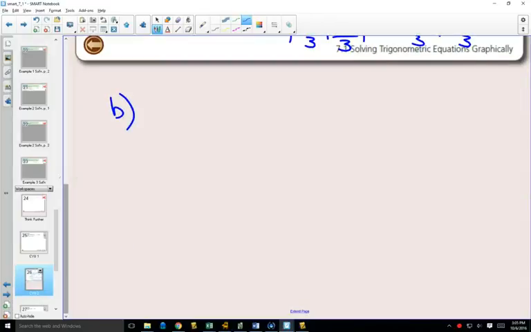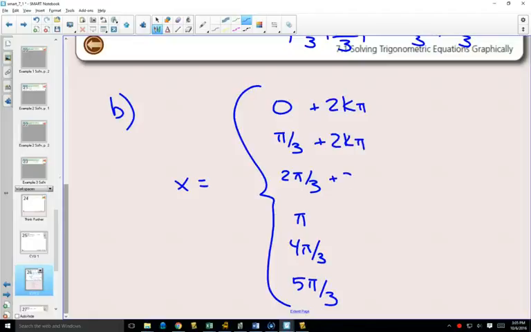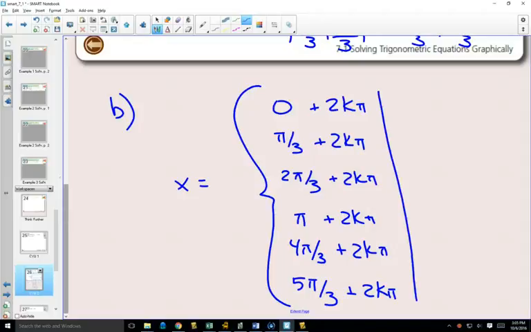You ready? It's going to be big. Because we had 0, pi over 3, 2 pi over 3, pi, 4 pi over 3, and 5 pi over 3, and to each of them, plus 2k pi, plus 2k pi, plus 2k pi, plus 2k pi, plus 2k pi, plus 2k pi, where k is an integer.